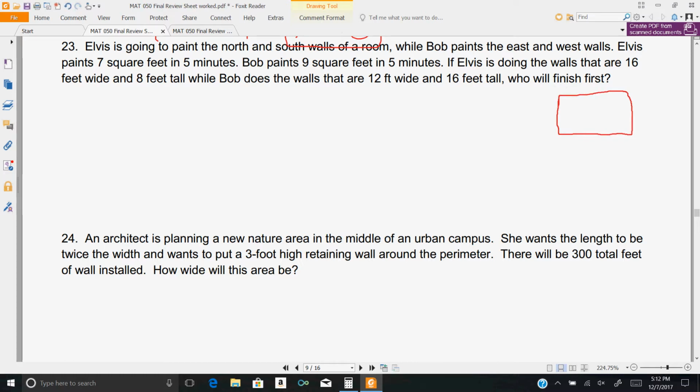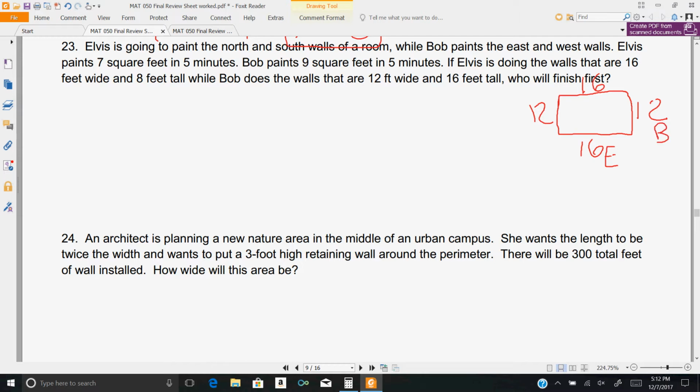So I'm looking at the room from up above. The north wall is 16 feet. The south wall is 16 feet. And Elvis is going to paint those. The west wall and the east wall are both 12 feet. And Bob is going to paint those.